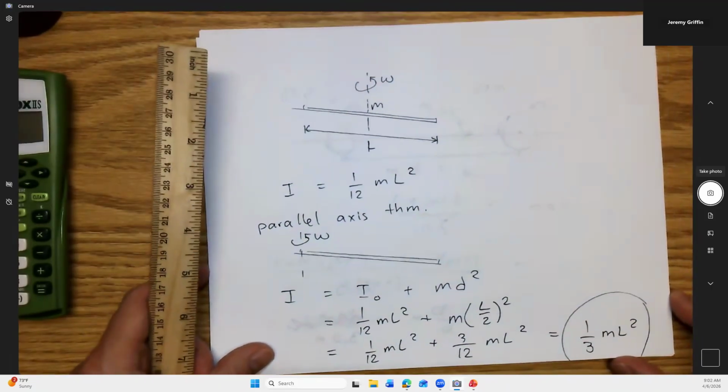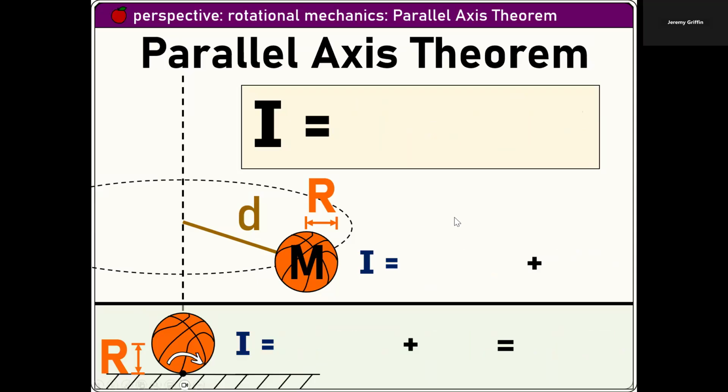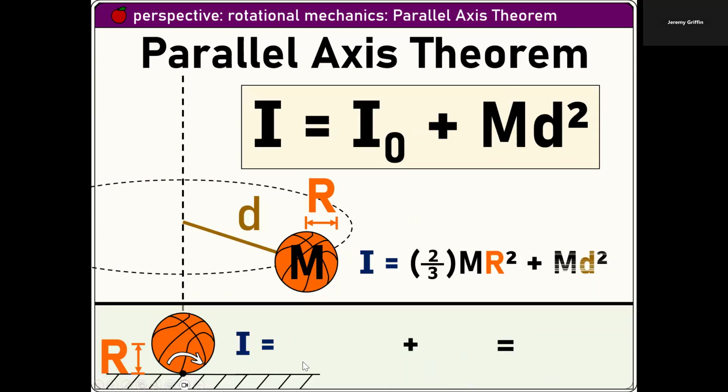Which is exactly what that other table value showed. Right? Yeah, see, if you know one of those values, and you know parallel axis theorem, you can get the other one. Okay? You guys do that? Alright. Alright, go back to the last slide. There it is. 1/12, 1/3. Okay.